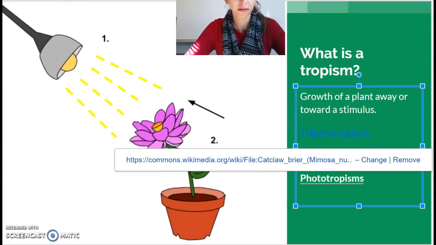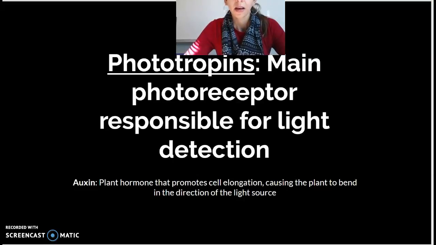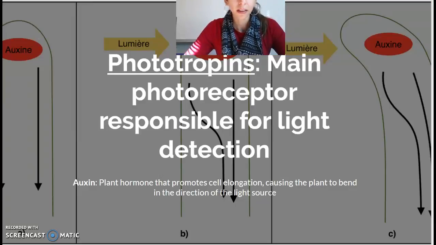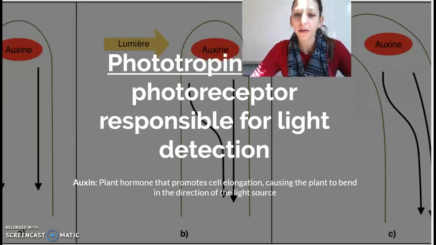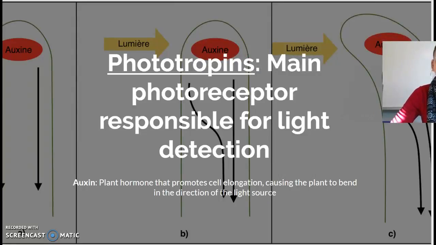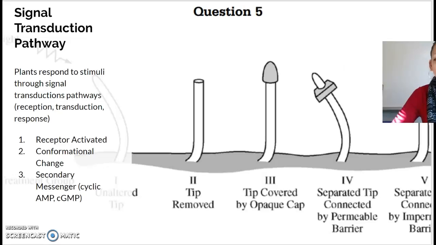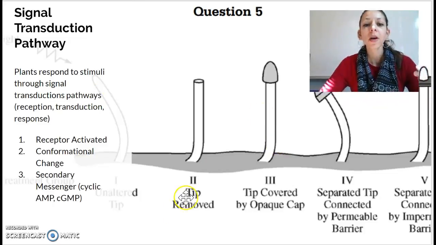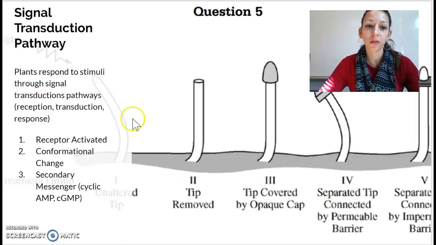Phototropins are the main photoreceptor responsible for light detection. And auxin is the plant hormone that promotes cell elongation, causing the plant to bend in the direction of the light source. And remember we talked about those kind of things when we were looking at this practice question from an old AP exam. Remember there were several experiments that were done to see if the plant would continue to bend to the light signal.